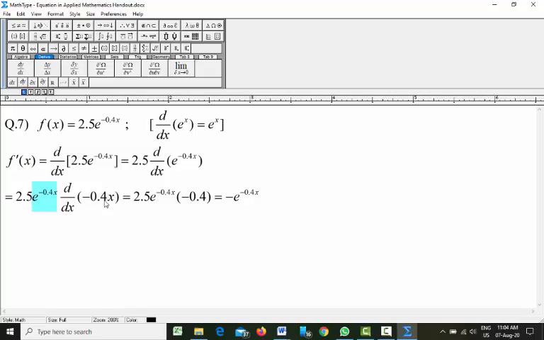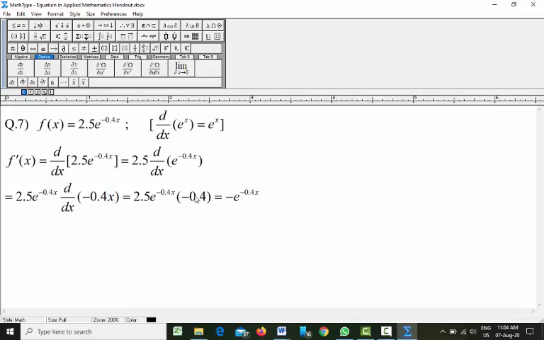And then you need to do differentiation of the power part, that is minus 0.4x. Right. So if you want to do differentiation of minus 0.4x, you will get minus 0.4, because minus 0.4 is the coefficient, and differentiation of x with respect to x is 1. So minus 0.4 multiplied by 1 gives minus 0.4.